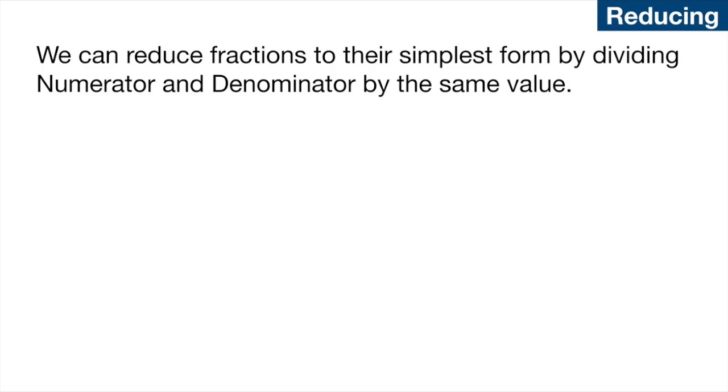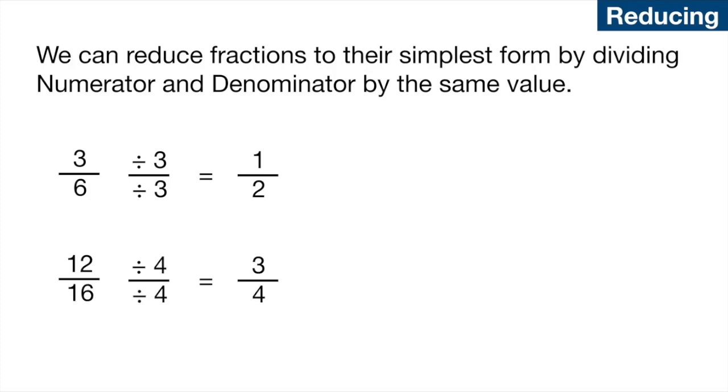We can reduce fractions to their simplest form by dividing the numerator and denominator by the same value. In the previous slide, all of those fractions are reducible to 1/2 in their simplest form. 3/6, we can divide both the numerator and denominator by 3, and we get 1/2. If we have a fraction 12/16, we can divide both the numerator and denominator by 4, and we get 3/4. So 12/16 is equal to 3/4. These are equivalent fractions, but it's reduced to its simplest form when it's expressed as 3/4.